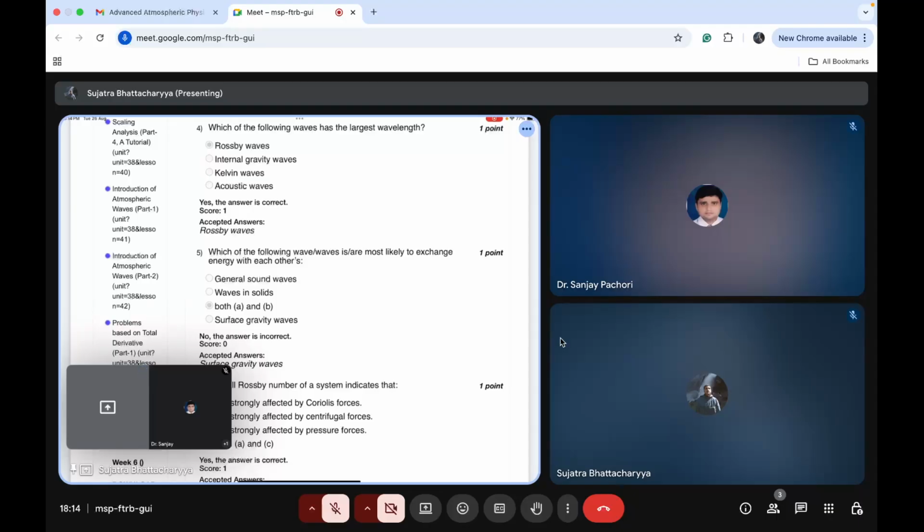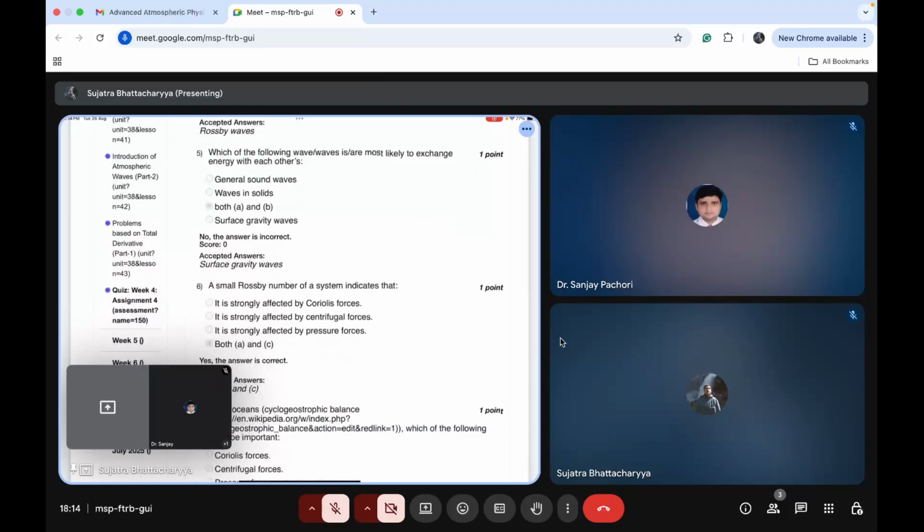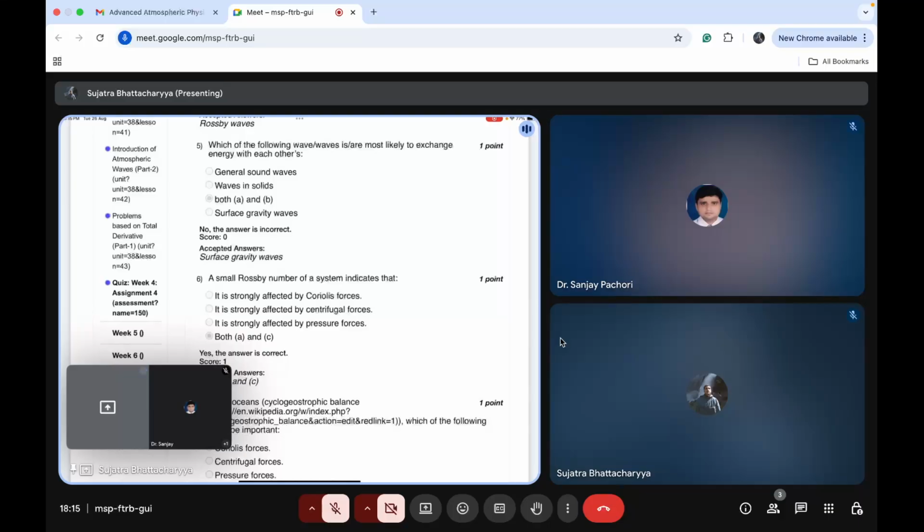Sixth thing, a small Rossby number of a system indicates that... Now, this is a good question. A small Rossby number of a system indicates. So, we have done scale analysis of the horizontal momentum equation, and there we have shown a Rossby number, and we discussed it in the last problem solving session also. So a smaller Rossby number results in a geostrophic kind of balance, right?